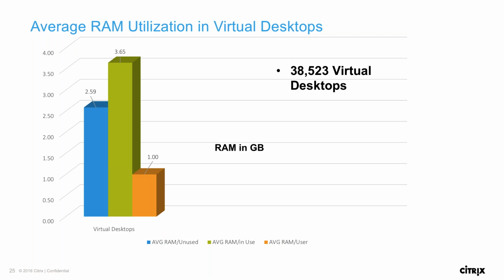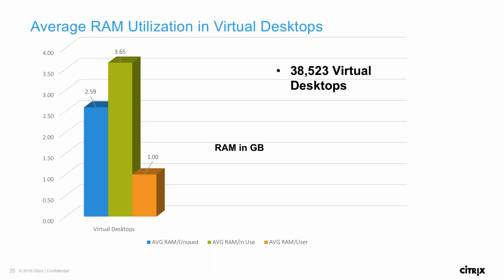And then we did the same calculation for RAM. You can see here the average RAM utilization in desktops is 2.59 gigabyte when it's not occupied, when there's no user logged into that virtual desktop. Then what we find is it's 3.65 gigabyte when a user is logged in. And then we look at the average RAM used, and it works out to about 1 gigabyte per user.